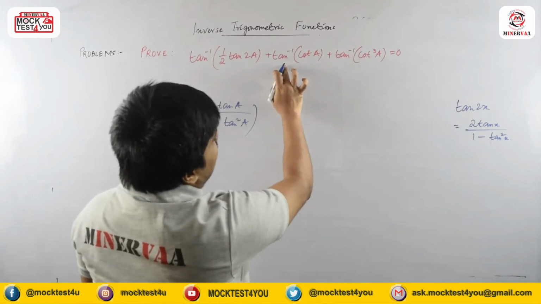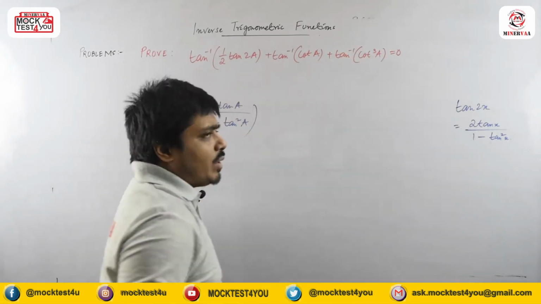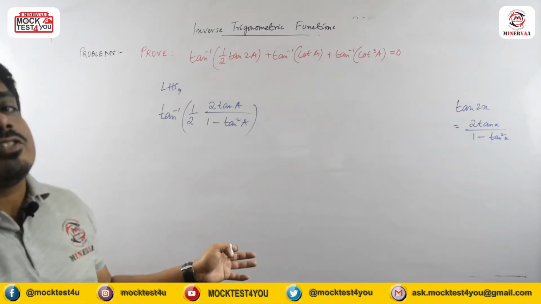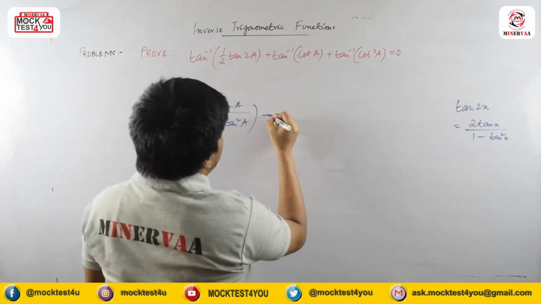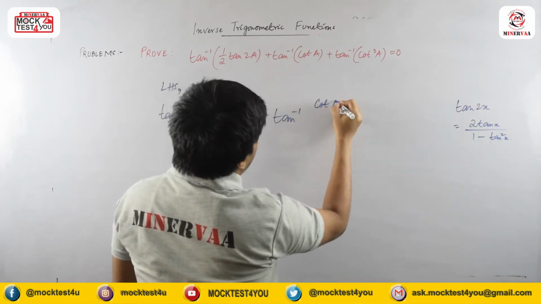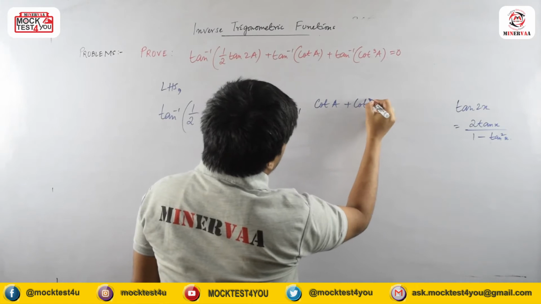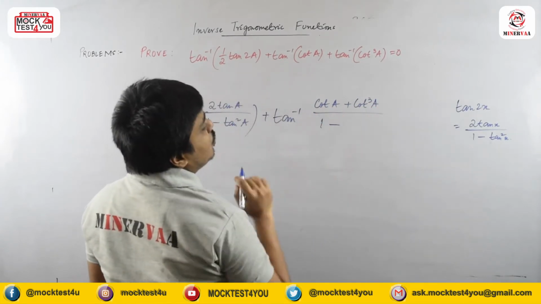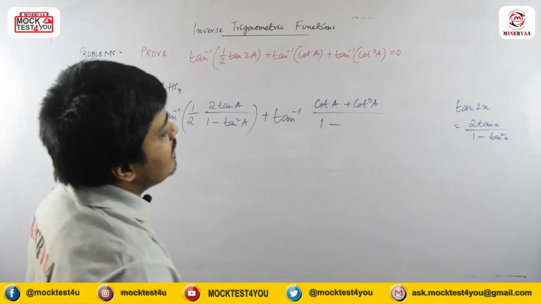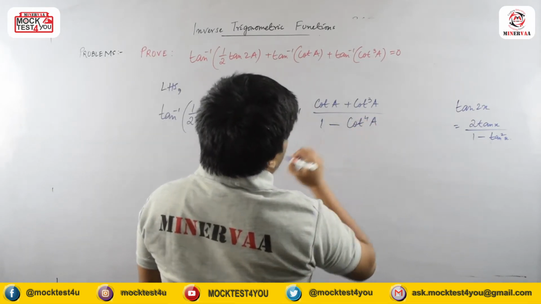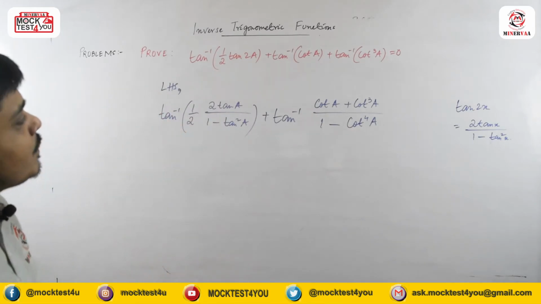So when I see tan inverse something plus tan inverse something, we can use that property of tan inverse x plus tan inverse y, which we have done in the previous question. So using that property, what we have is plus tan inverse of cot A plus cot cube A divided by 1 minus cot A into cot cube A. That gives us cot to the power 4A. So this is what we have.